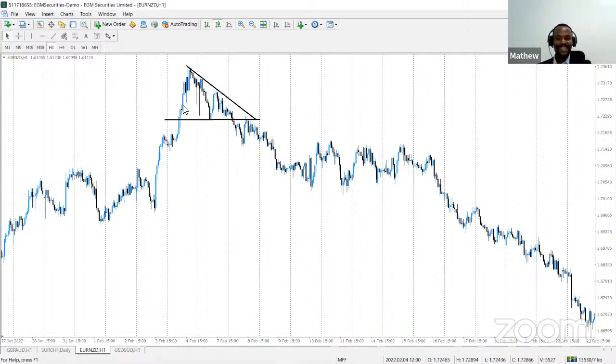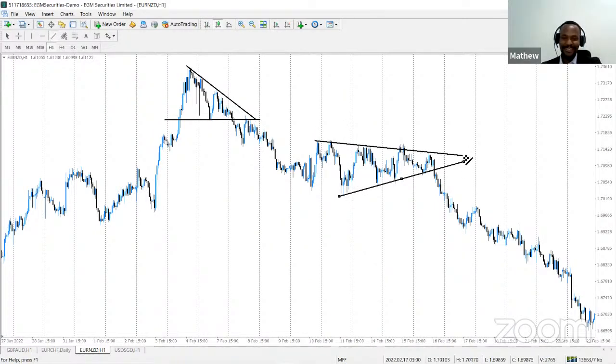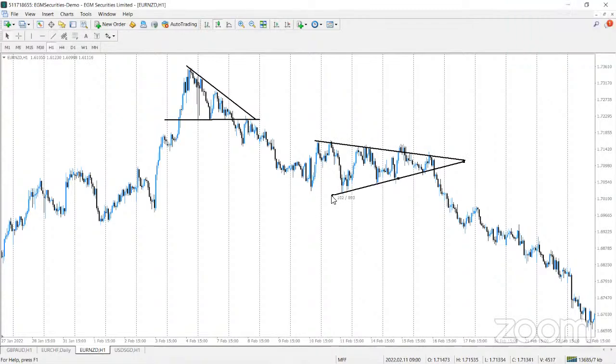I see another triangle here, like that one. Yeah, you can indicate it as well. There's another triangle there. Exactly, that one. And at the top, we have another one, and the break to the downside gave all that move downwards. So in this case, this one is sort of neutral. You can't tell if it's bullish or bearish until you have your break.